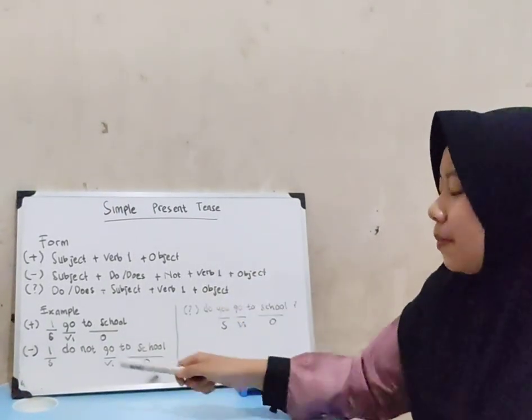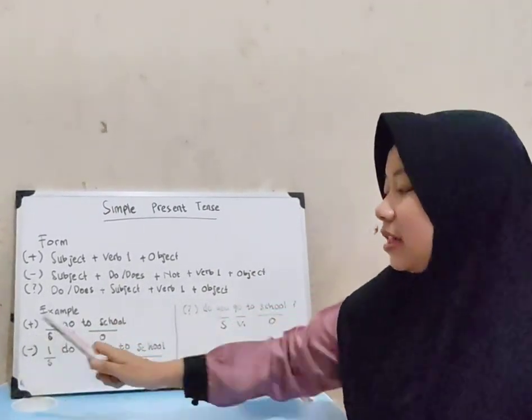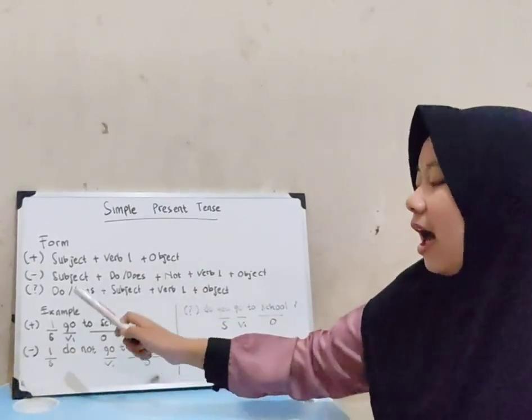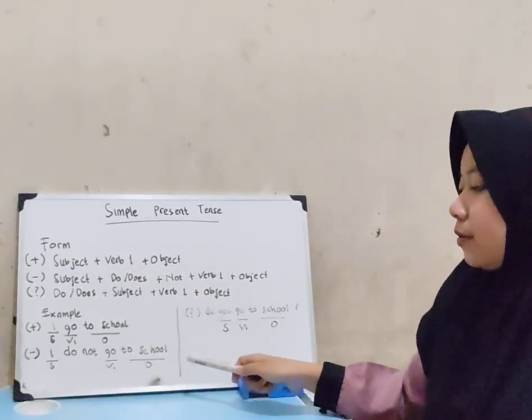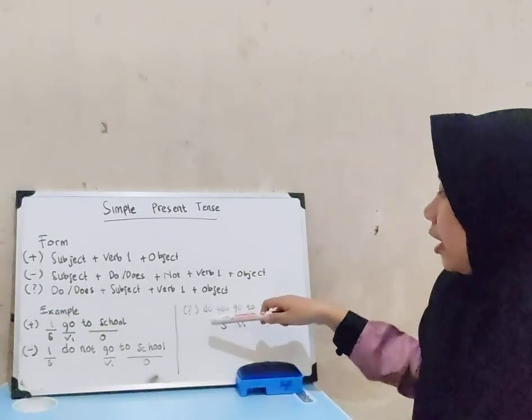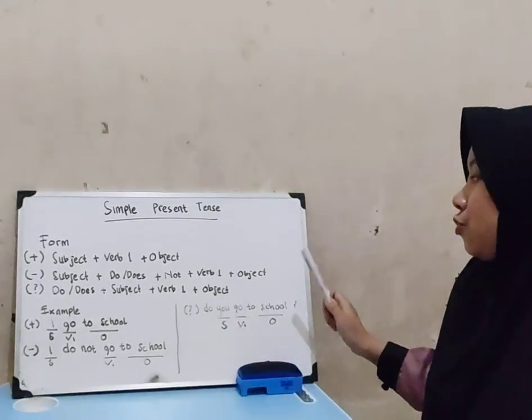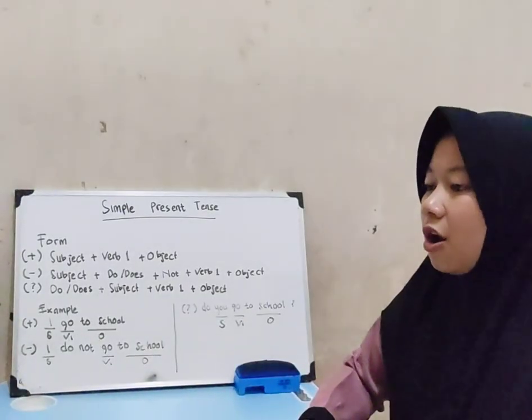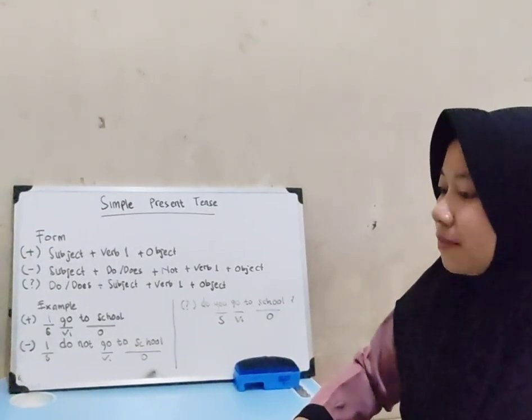And then the example for affirmative is I go to school. In negative, I do not go to school. And for interrogative, do you go to school? Have you understood all? Okay, is there any question so far?